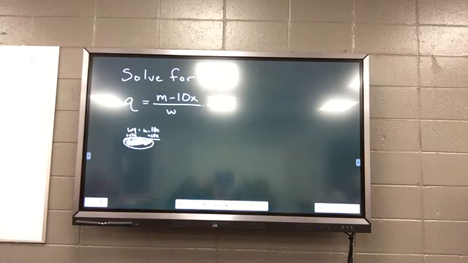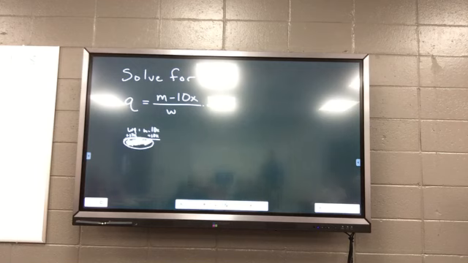That's the answer. If you can't see it, that's fine. All right, what did I do first in my work? You multiplied both sides by w. All right, I multiplied both sides by w. That gave me wq equals m minus 10x.